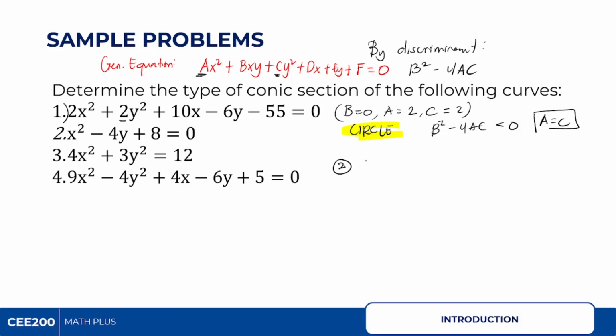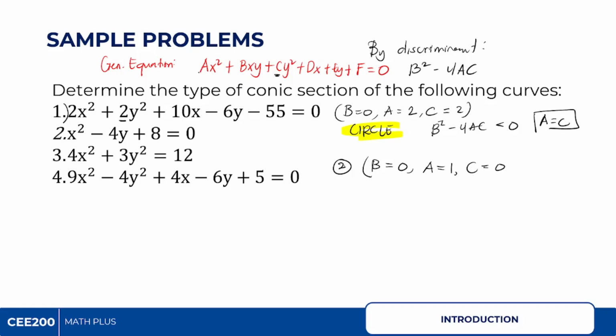For number 2, ano yung B natin? Hindi, tingnan nyo. Yung B, wala, is zero. XY, 0 yan. Tama ba? How about yung A? That is X squared. One. 1 yan. How about yung C? Zero. Tingnan nyo yan ha.